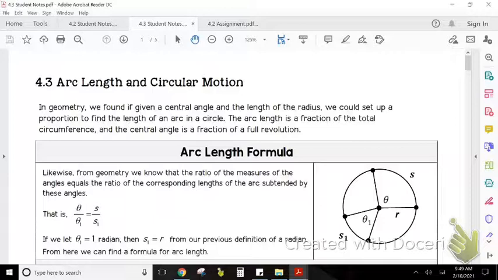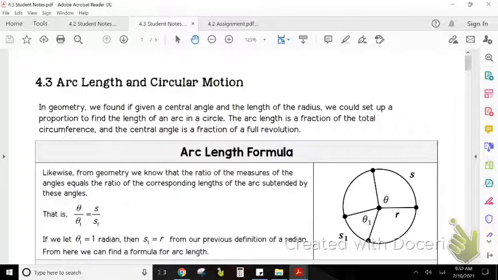So 4.3 talks about arc length and circular motion. It says in geometry, we found if given a central angle and the length of the radius, we could set up a proportion to find the length of an arc in a circle. The arc length is a fraction of the total circumference, and the central angle is a fraction of the full revolution.